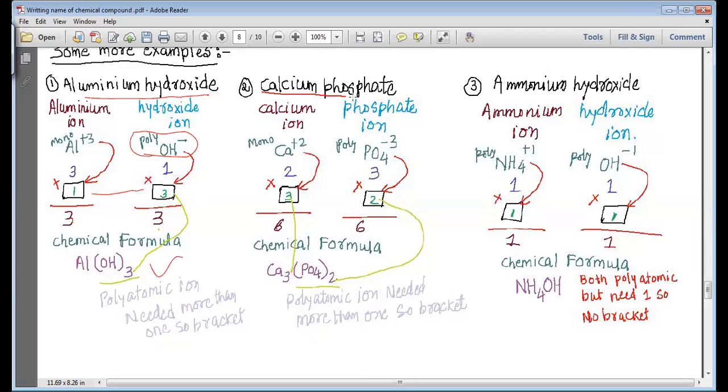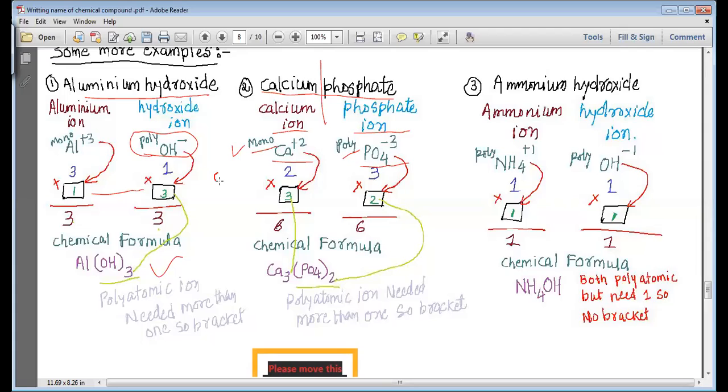Now let's look at another compound which is known as calcium phosphate. Calcium phosphate is made up of two ions, calcium ion and phosphate ion. Let us write their symbols. Calcium ion is Ca plus 2 and phosphate ion is PO4 minus 3. You can see that calcium ion has only one atom, that is calcium, so it is a monoatomic ion, whereas phosphate ion PO4 minus 3 is a polyatomic ion.